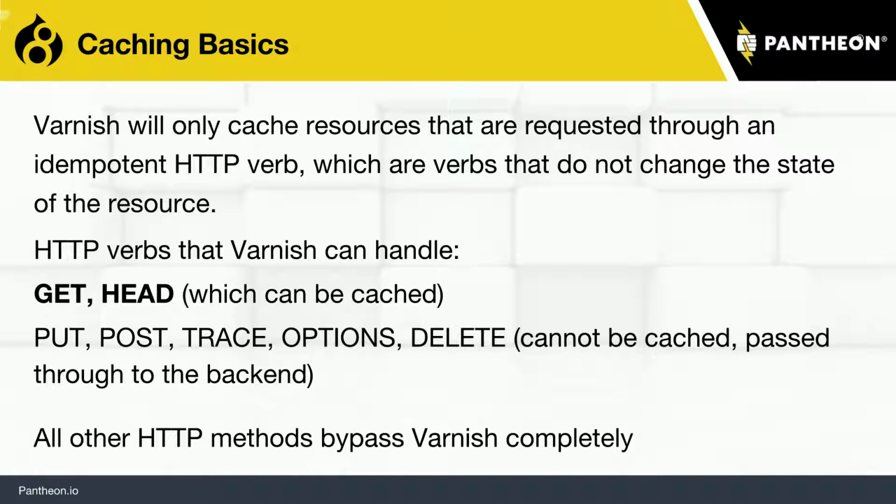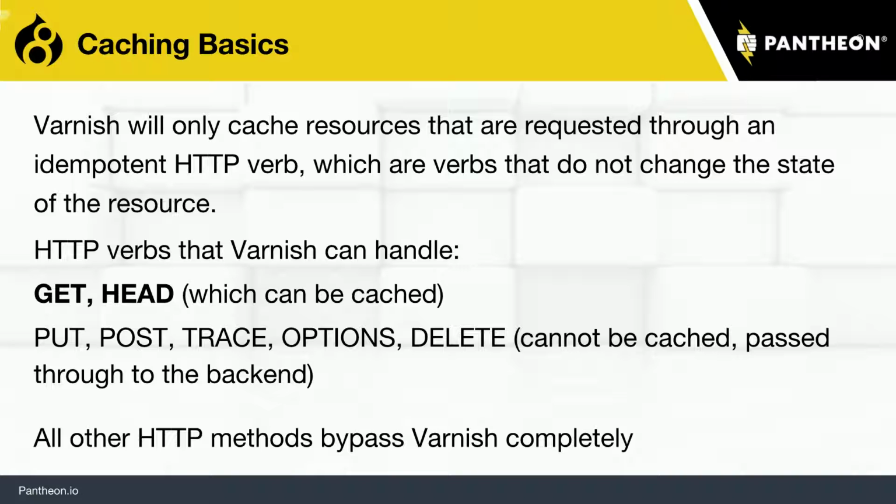So Varnish cannot handle things that change state, because that has to go back into the web server to change state and do dynamic things. Varnish doesn't do dynamic things. It either has something or it doesn't. So the only two idempotent requests are gets and heads.